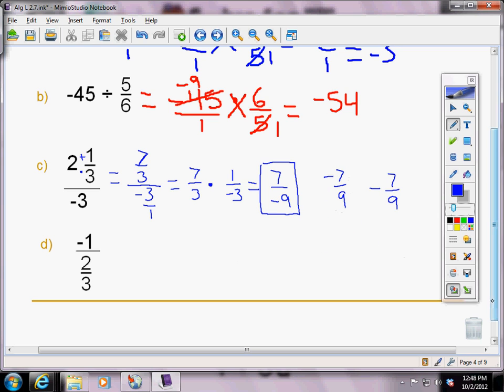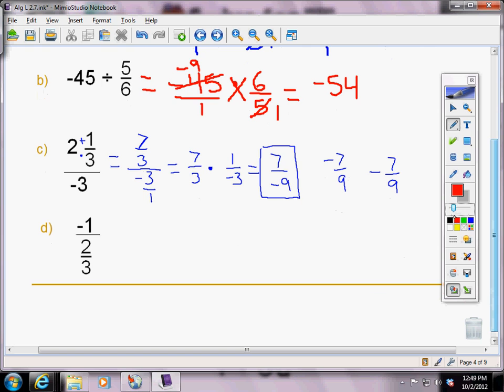Look at the last example. We have negative 1 divided by 2/3. Again, we take our negative 1 and instead of dividing by 2/3, we multiply by its reciprocal. Well, its reciprocal is 3 over 2. If you multiply that out, well, negative 1, if you remember our properties from the other day, negative 1 times 3 over 2 just becomes a negative 3 over 2.